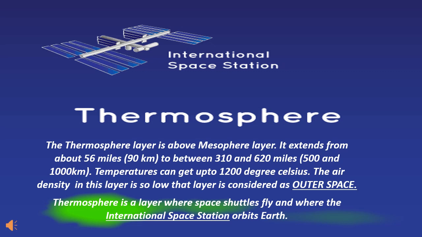Thermosphere. The thermosphere layer is above the mesosphere layer. It extends from about 56 miles, 90 km to between 310 and 620 miles, that is 500 and 1000 km. Temperatures can get up to 1200 degrees Celsius. The air density in this layer is so low that the layer is considered as outer space. Thermosphere is a layer where space shuttles fly and where the International Space Station orbits Earth.